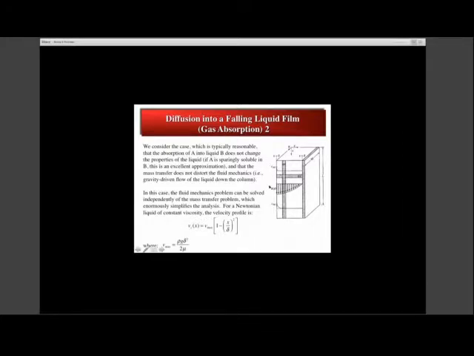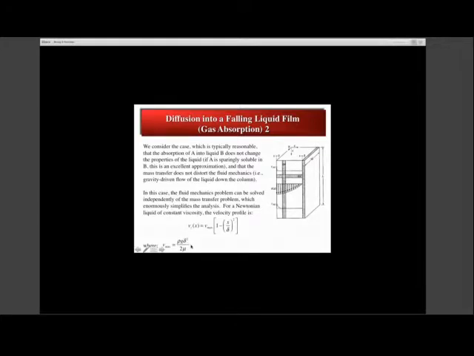and the assumption that does that is simply that the absorption of A is sparingly soluble in B, and A doesn't change the properties of B, and therefore the fluid mechanics. And so the fluid mechanics is given by the expression shown here. The velocity in the z direction is given by the maximum velocity, which turns out depends upon the gravitational constant, the density, the viscosity, and the thickness of this liquid layer squared.